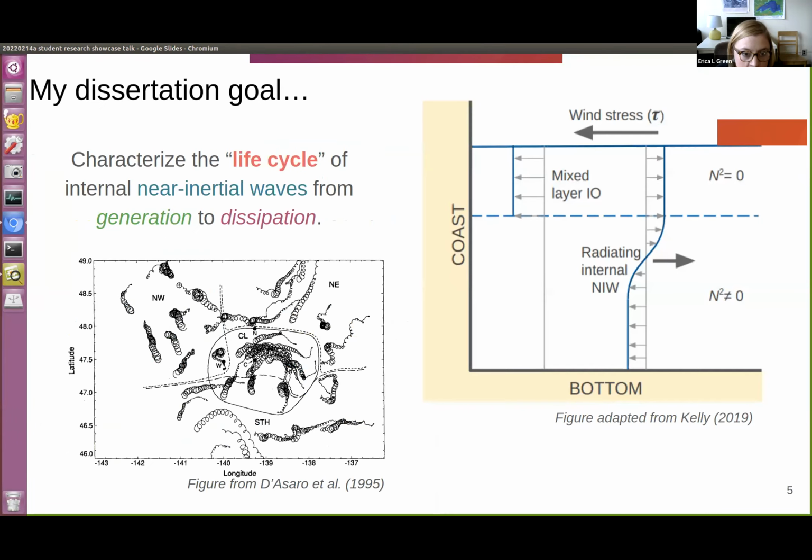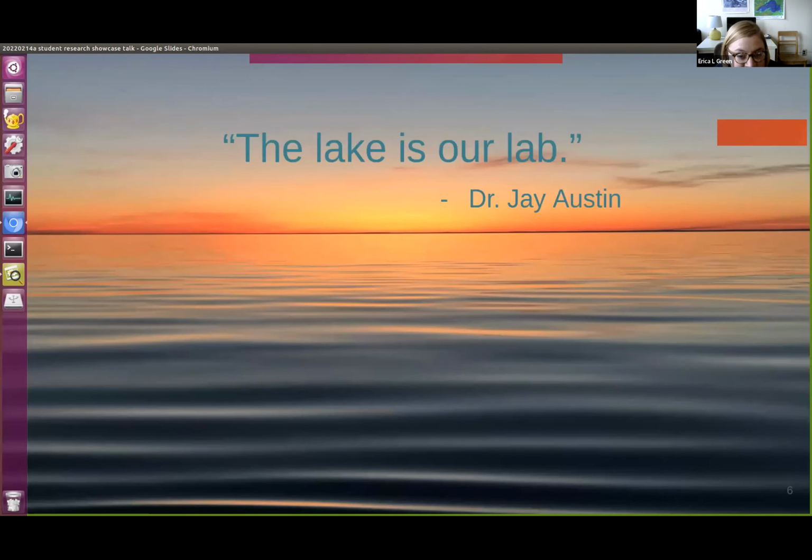So my dissertation goal is to study one particular type of internal wave called a near inertial internal wave via observation. So I'm interested in the whole life cycle, particularly the generation and dissipation aspects of it, where there's a lot of theory, but not much of it is backed up by actual observational studies. So in order to do that, we're using Lake Superior for a couple of reasons.